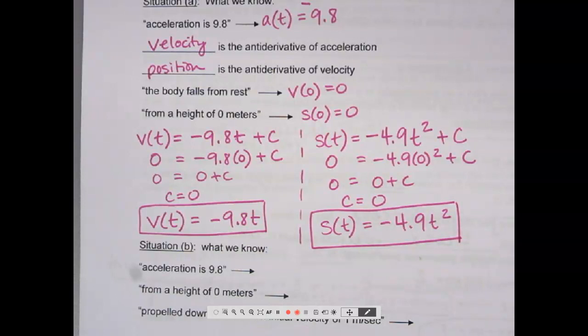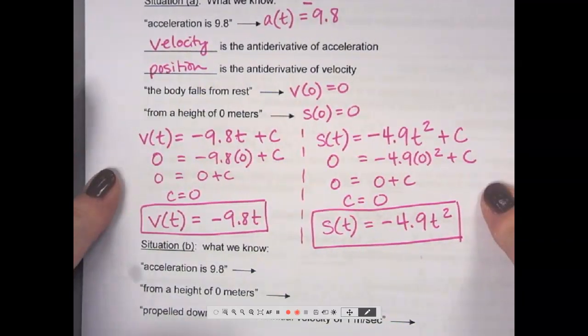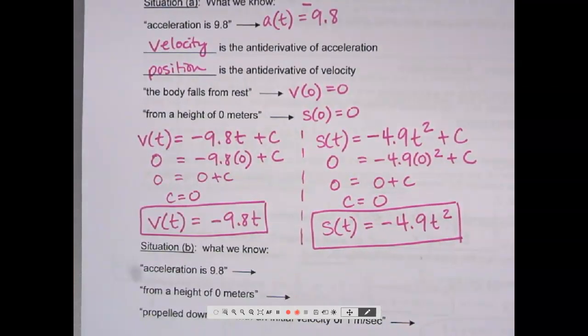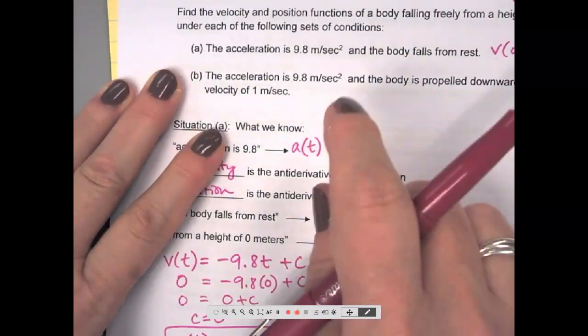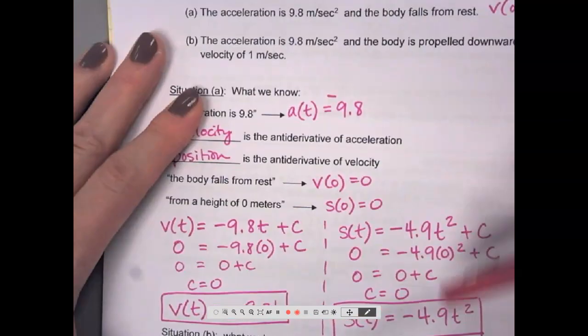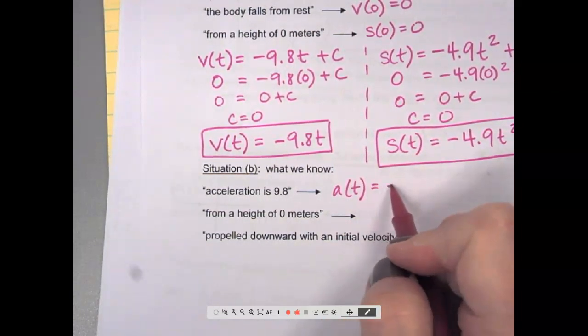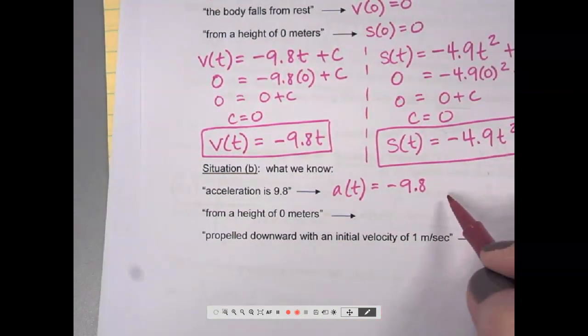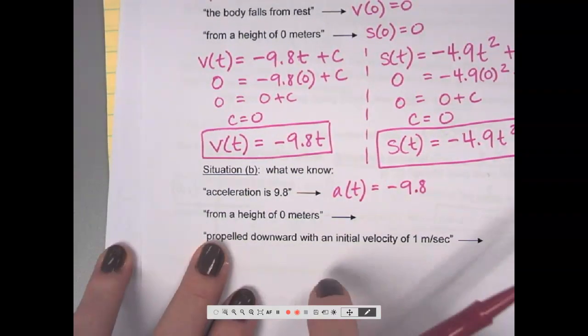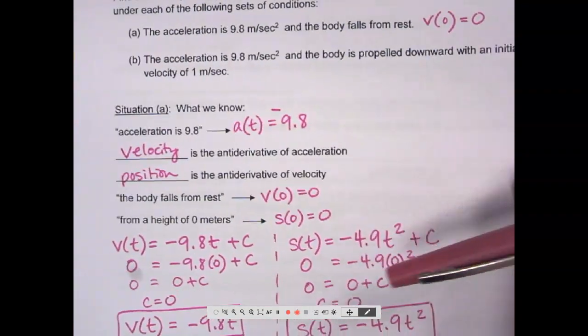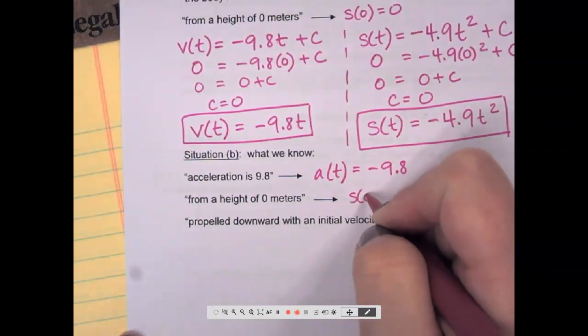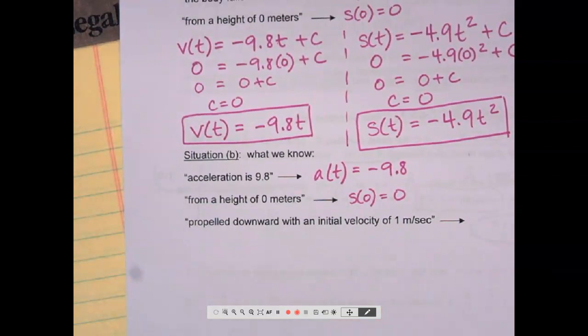Okay, so part B changes it up some. That's pretty simple because we got 0 for all the c's. So let's see what happens when we change some stuff. Acceleration is the same, so we'll still use a of t equals negative 9.8, from a height of 0 meters. So it still is falling from a height of 0. That means initial position was 0. When time was 0, position was 0.